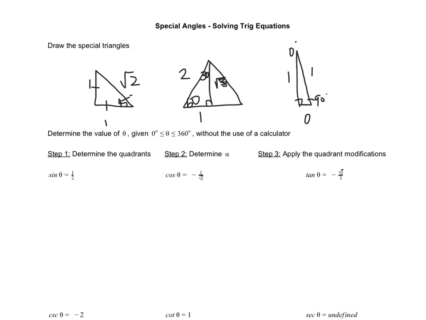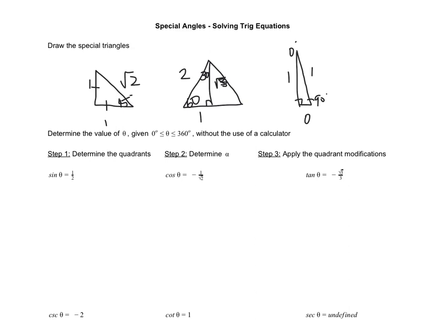Now, we've seen solving trig equations with a calculator where we determine the quadrant our theta is in, then we determine alpha by taking the inverse of our ratio. Instead of using our calculator to determine the inverse, we're going to use our special triangles and identify which of our special angles, 45, 30, 60, 0, or 90, will give us that specific ratio. And then once we know our alpha, we will apply the appropriate quadrant modifications.